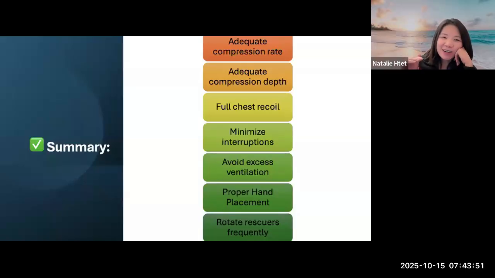That tune gets around, like 100 compressions per minute. So if it is too slow, you have inadequate perfusion. If it is too fast, you are leading to incomplete recoil and reduced filling.